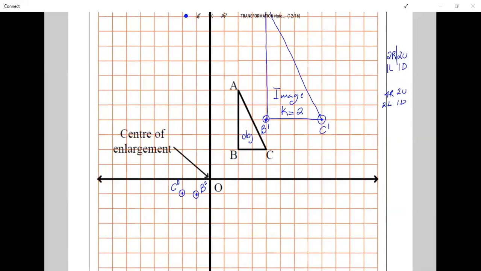Lastly, to get to A from the center, I would go 2 right and 6 up. Now, to get to the image, when K is negative a half, I must go what? Half the distance and go in the opposite direction. So it's 1 left and 3 down. So I'm going to go 1 left and 3 down. This is the new position of A. This is A double prime.